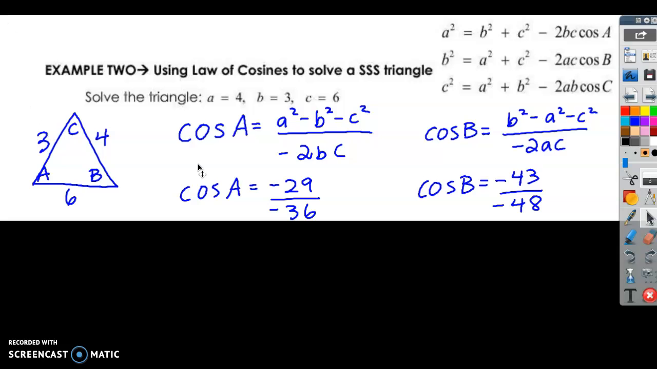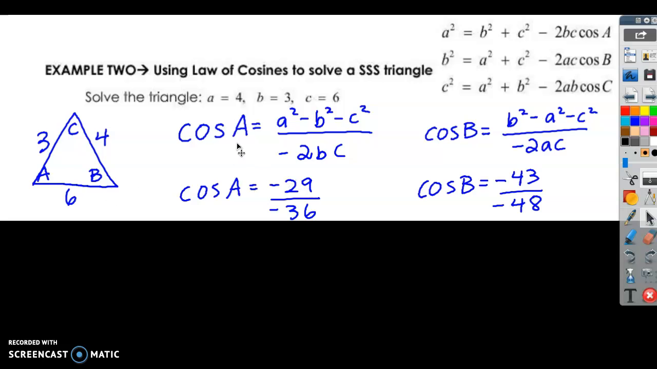So the next type of example that we're going to use the law of cosines for is side, side, side. So again, we don't have a pair, so we have to solve for three angles. We're going to use the law of cosines to solve for two of them, and then subtract those two angles from 180 to get the missing angle. It doesn't really matter which one you start with.